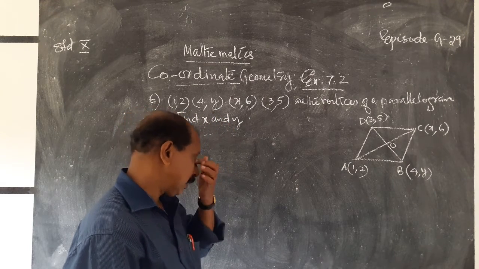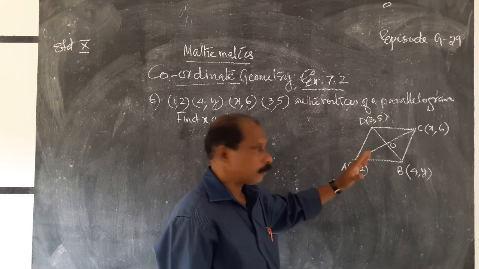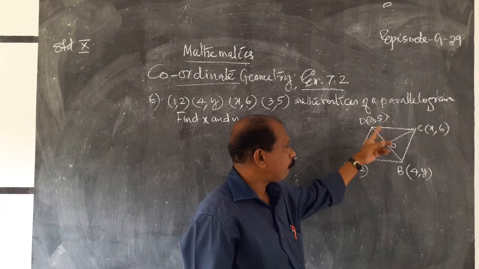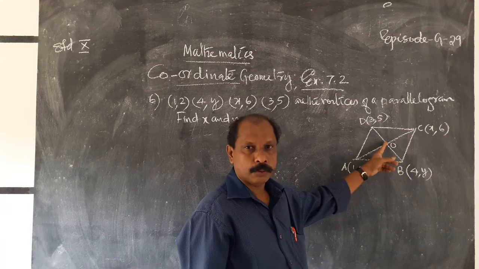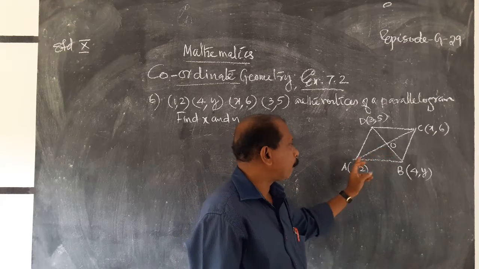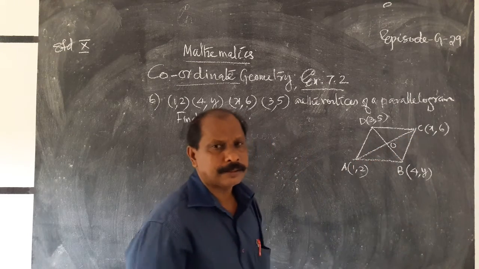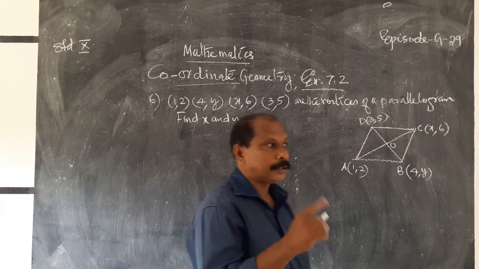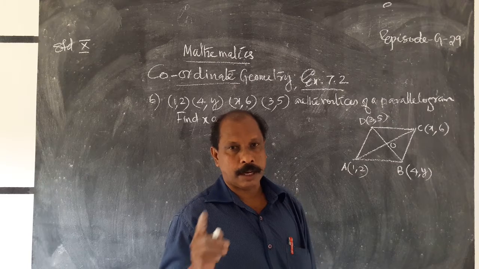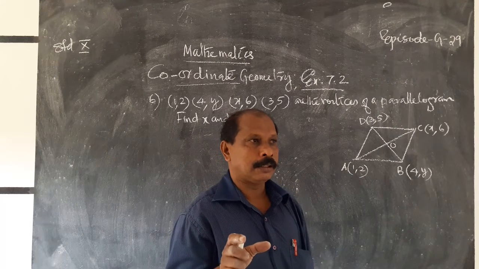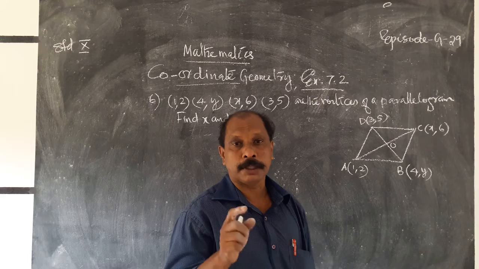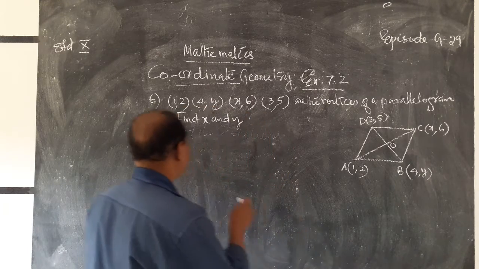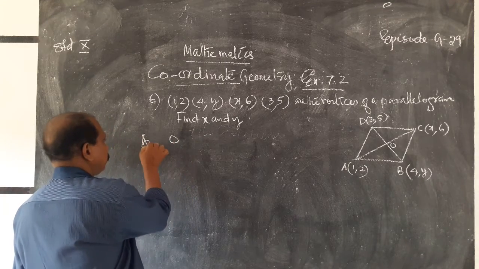That means there are two diagonals. We can find the midpoint of BD, that is O. Similarly, O is the midpoint of AC. That is a simple method to find x and y. What is the midpoint? If A (x1, y1) and B (x2, y2) are the end points of a line segment, then the midpoint is ((x1 plus x2) by 2, (y1 plus y2) by 2).